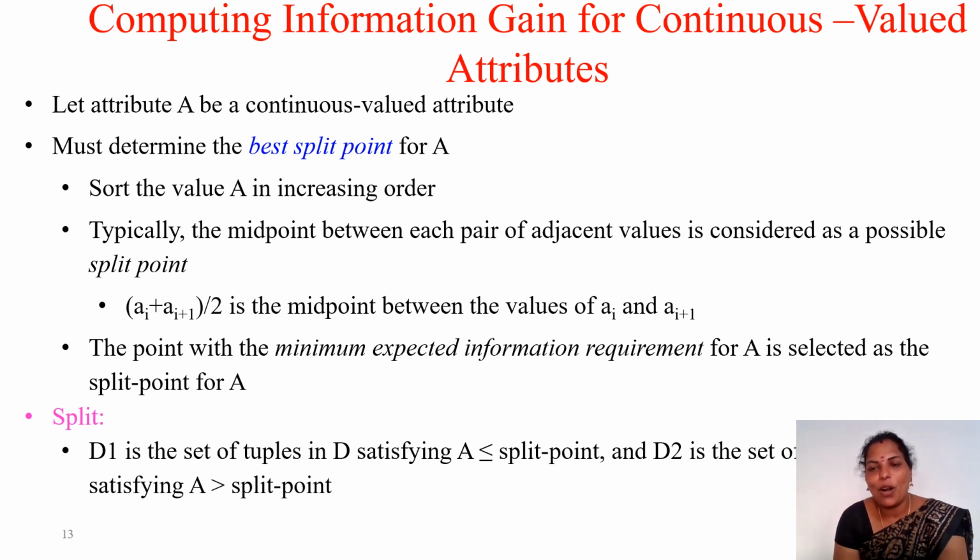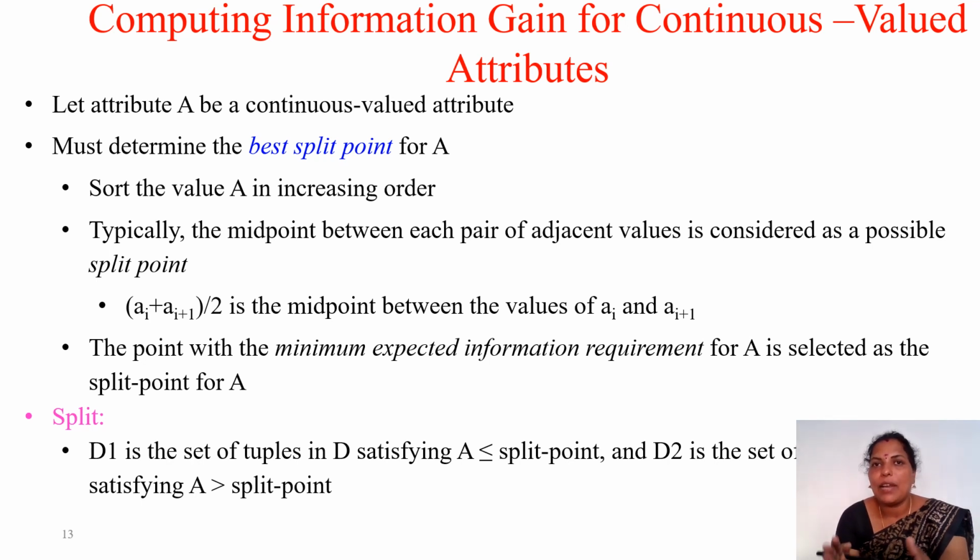Suppose that is also not possible, then what you have to do is manually split it into different categories, and apply the decision tree process for the given data. Here is how we are splitting: D1 is the set of tuples in D satisfying A less than or equal to the split point, and D2 is the set of tuples in D satisfying A greater than the split point.